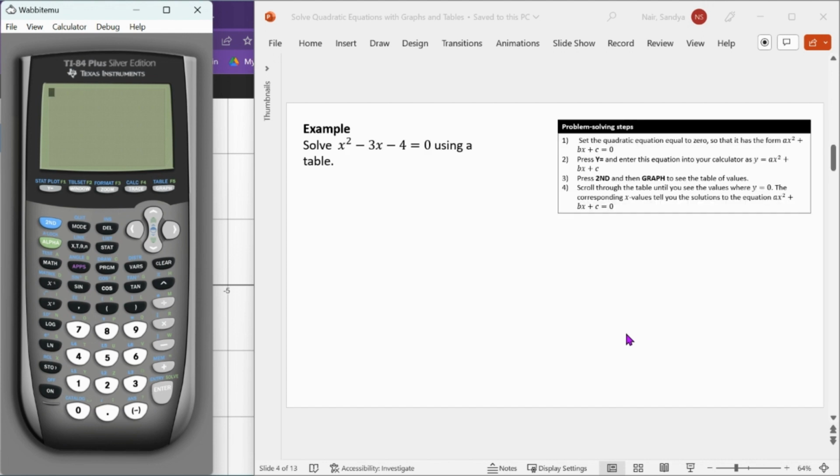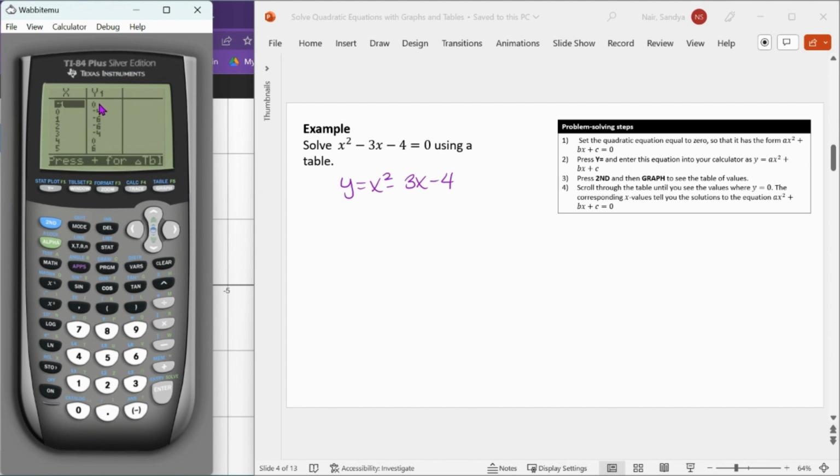So let's use this example. So you can see here that this quadratic is already set equal to 0. So I'm going to go ahead and enter this as y equals x squared minus 3x minus 4 in my graphing calculator and look for the values where y equals 0. So I just go to y equals and I have this here. So I'm just going to clear that. And then I'm going to type x squared minus 3x minus 4, and then I'm going to click second and then the graph button to open up the table of values.